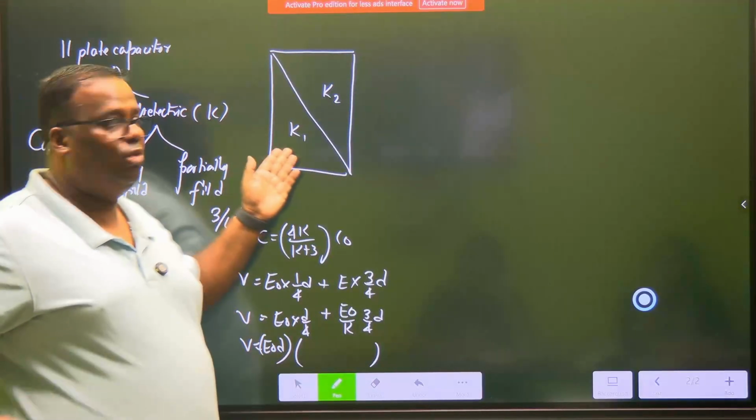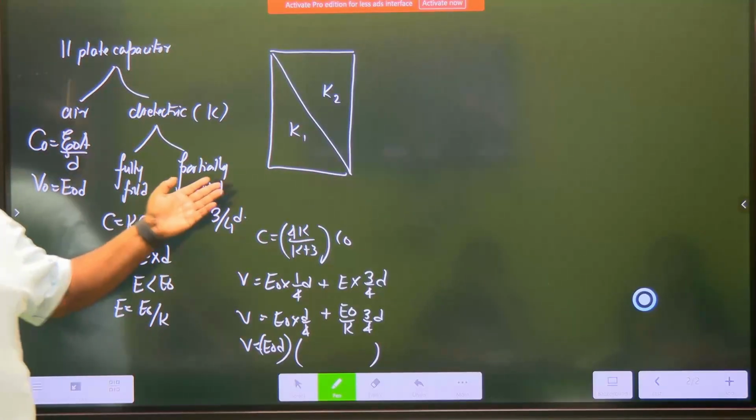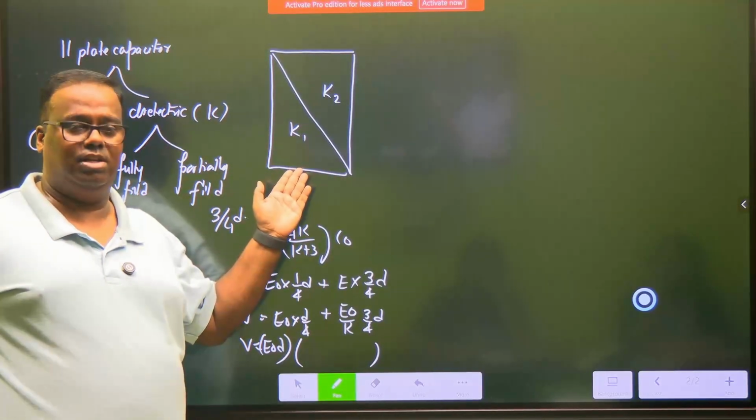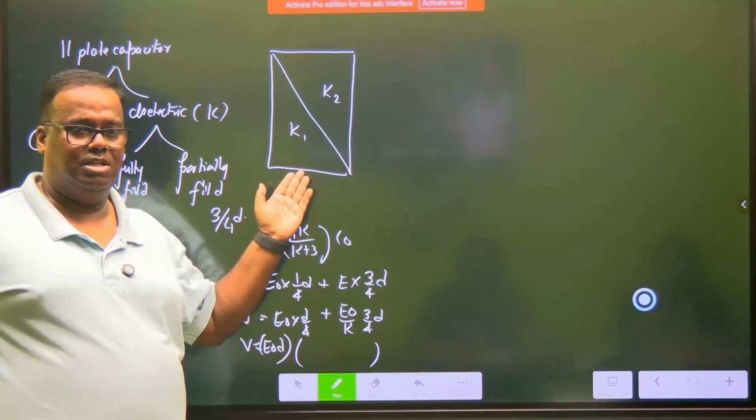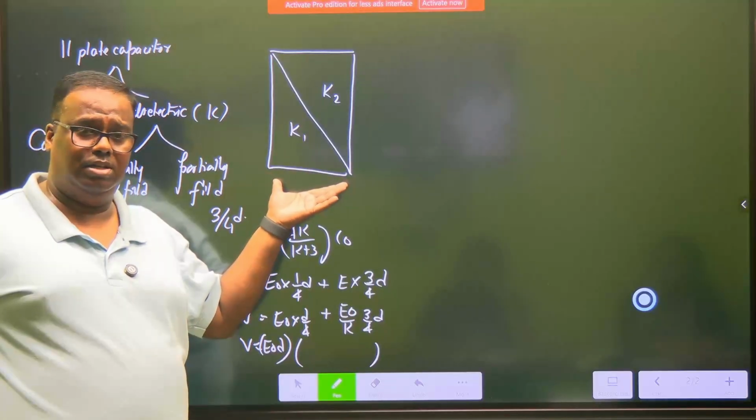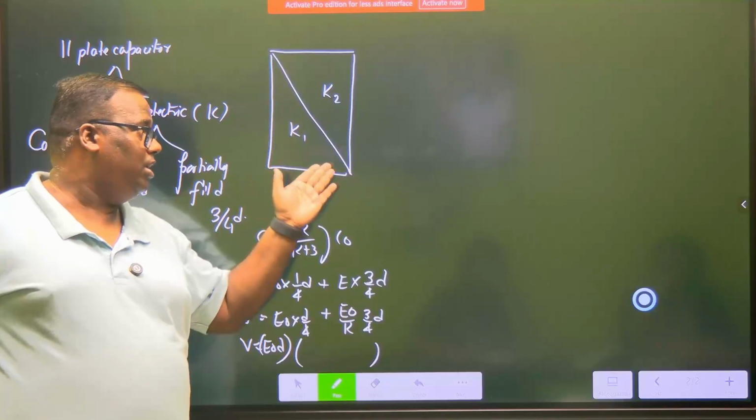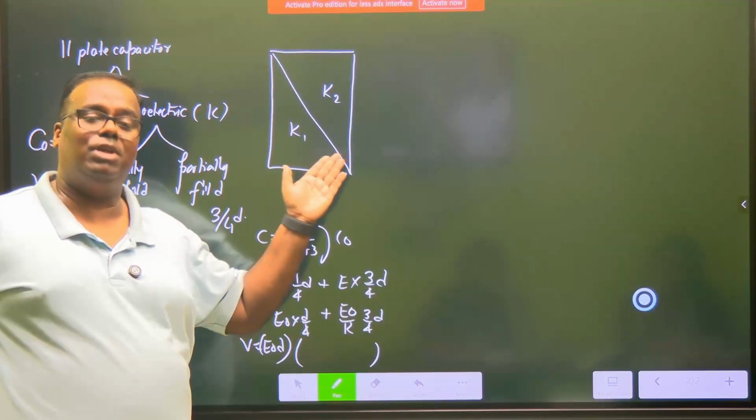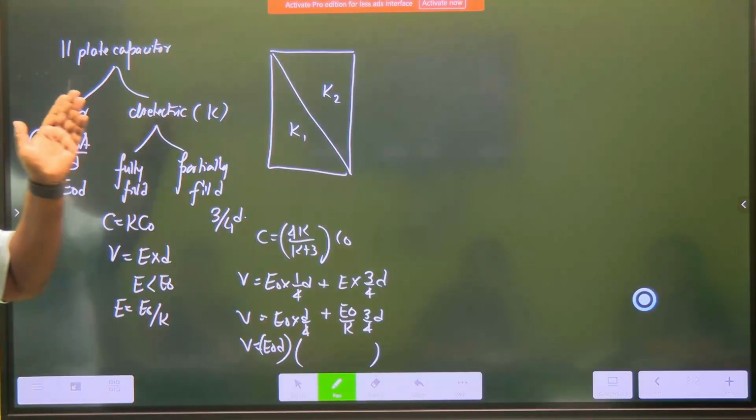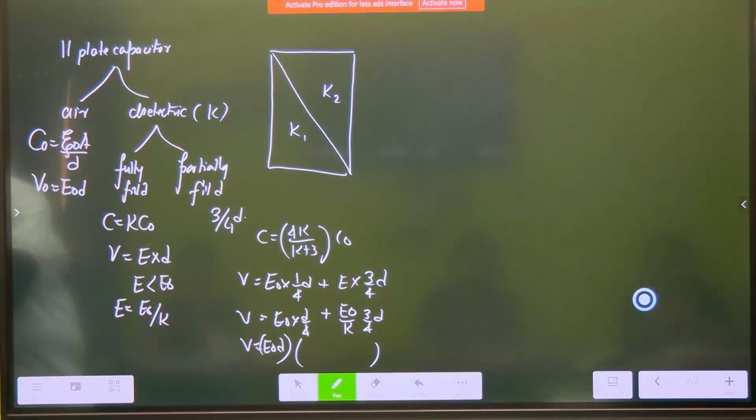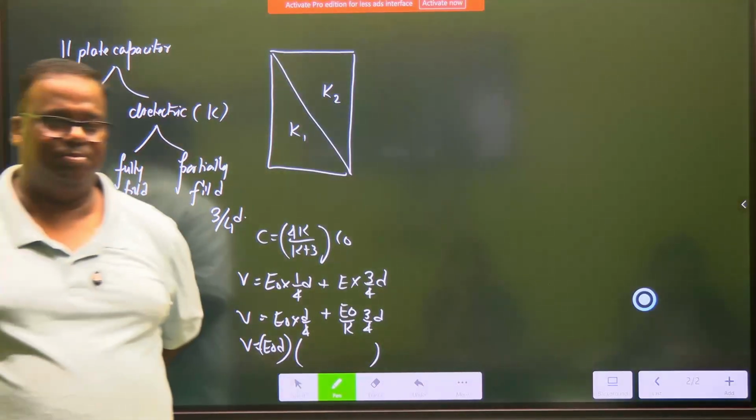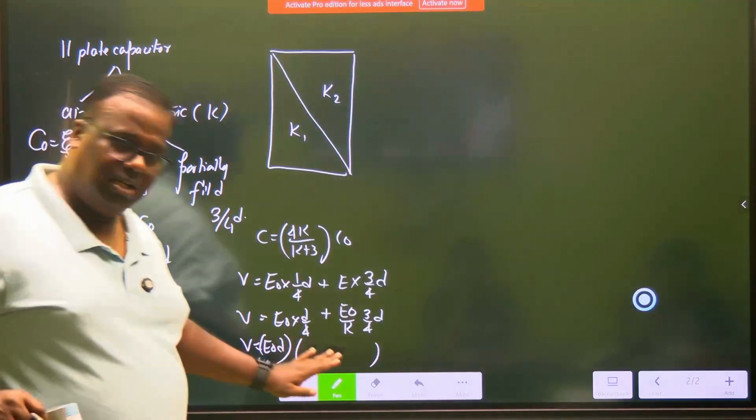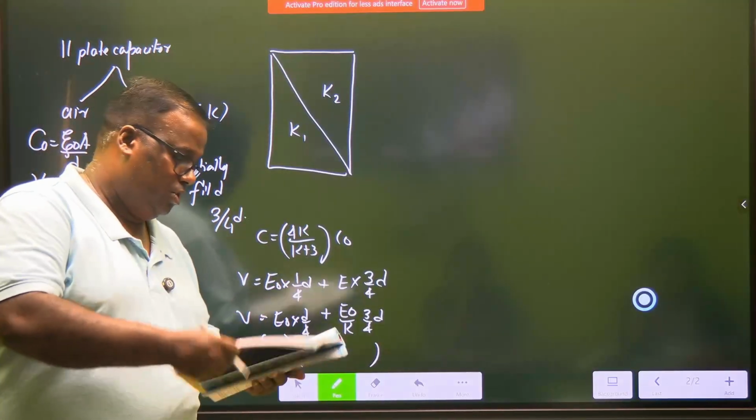So we will take the voltage now as what? The voltage will be for K1, say E1. The distance is completely filled. But K1 is applicable for half of the area, and K2 is applicable for half of the area. That is the logic it goes. Is this understood now? Okay. So you have to do it for V.